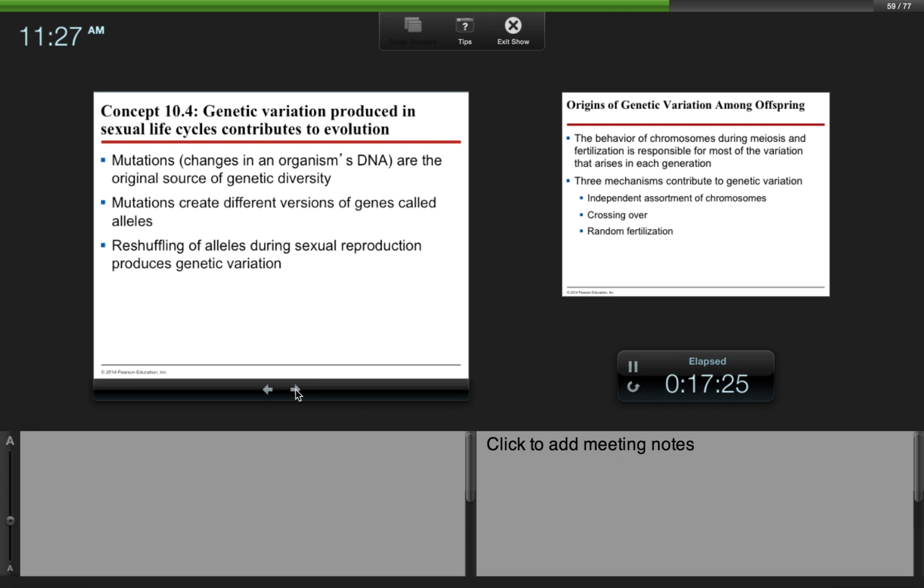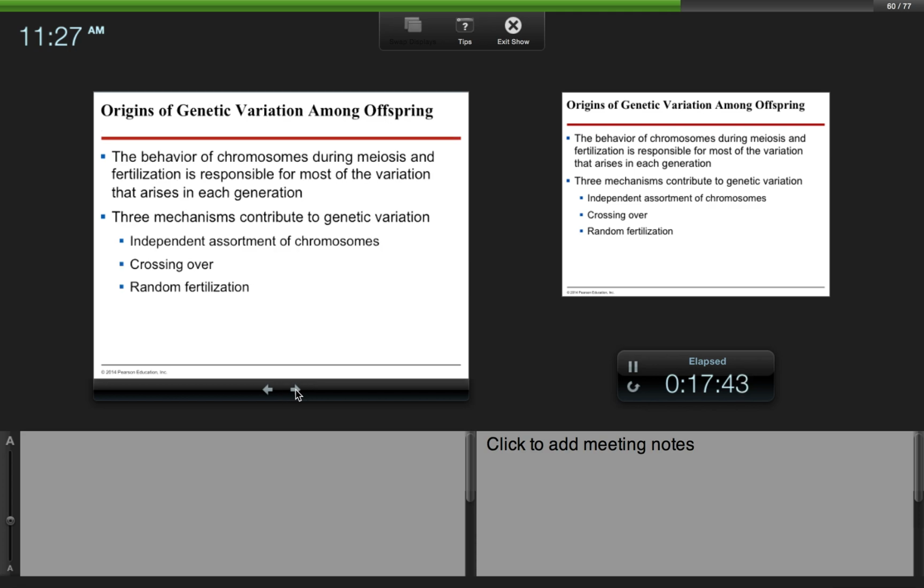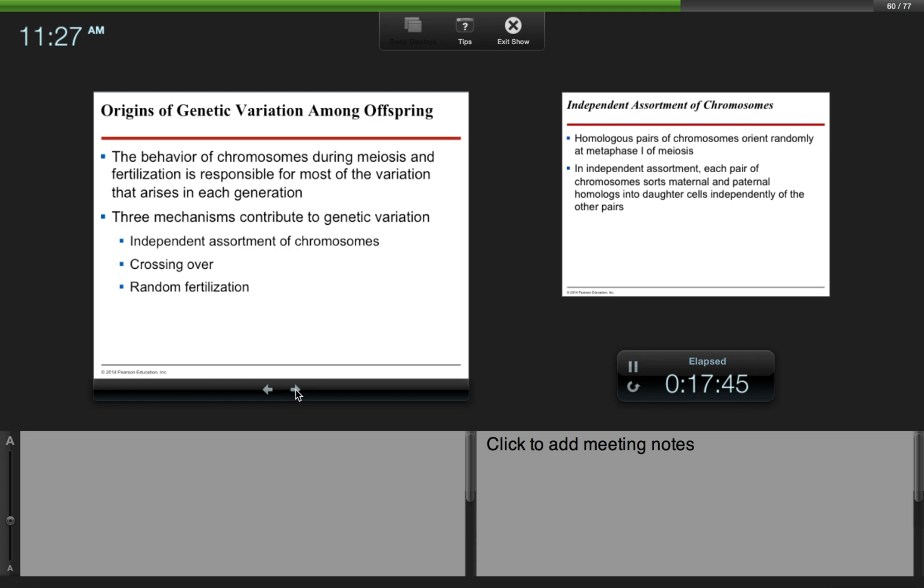Mutations are the original source of genetic variation. Mutations create different versions of genes called alleles, and reshuffling of alleles during sexual reproduction produces genetic variation. The behavior of chromosomes during meiosis and fertilization is responsible for most of the variation that arises in each generation. So there are 3 mechanisms that contribute to this genetic variation.